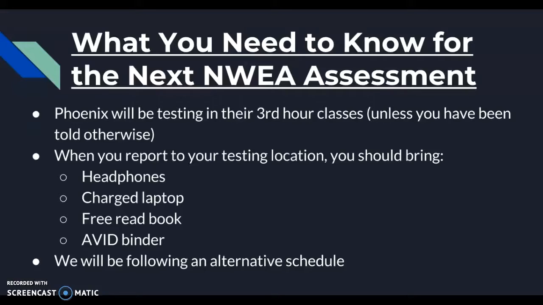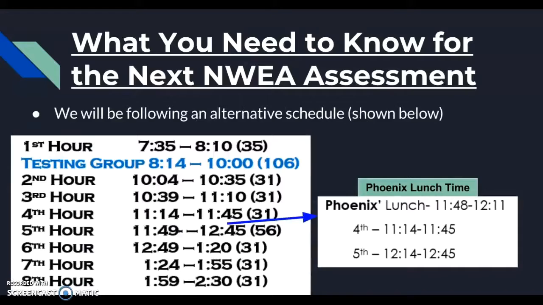Like I mentioned, we will be following an alternative schedule, and all the days that we will be following that alternative schedule have been posted to our Team Phoenix Google Calendar. So the alternative schedule that we are going to be following looks like what's shown below. So you will report to your 1st hour just like normal, and then, instead of going to your normal 2nd hour, you will report to your testing group immediately after 1st hour. Again, for Phoenix, these are our 3rd hour groups, unless you've been told otherwise. We will be in those groups no matter what until 10 o'clock.